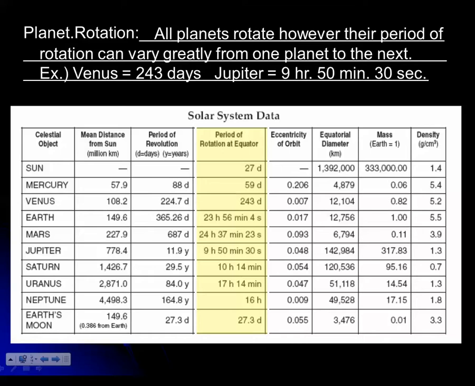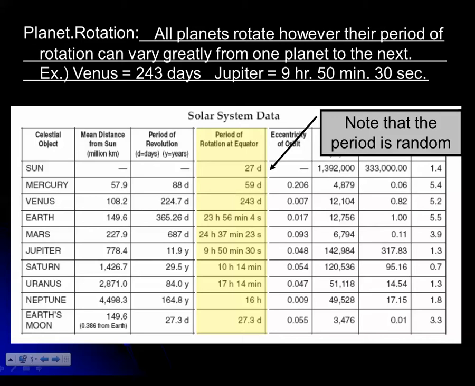Jupiter, on the other hand, is a really fast rotating planet. 9 hours, 50 minutes, and 30 seconds for this giant planet to spin once. I already mentioned that's why it has a great Coriolis effect. So they vary greatly. Even the moon's rotation's on there, but we'll get to that later on at the end of this unit.